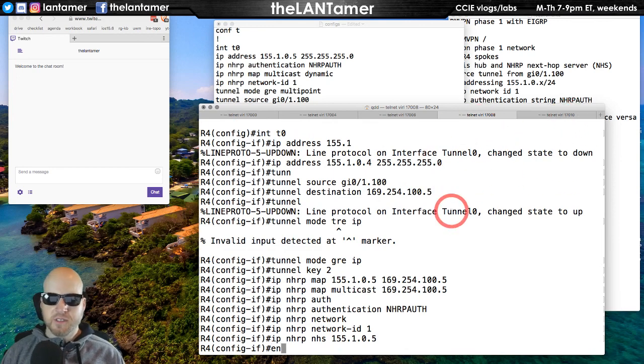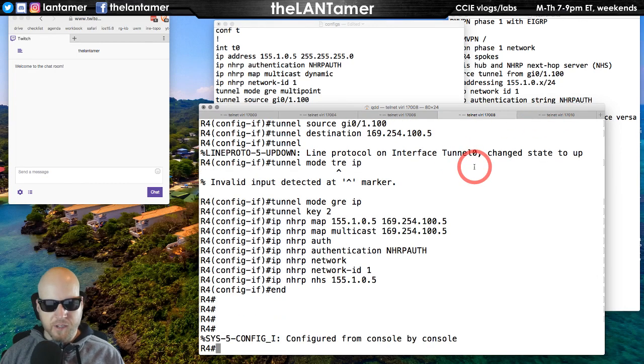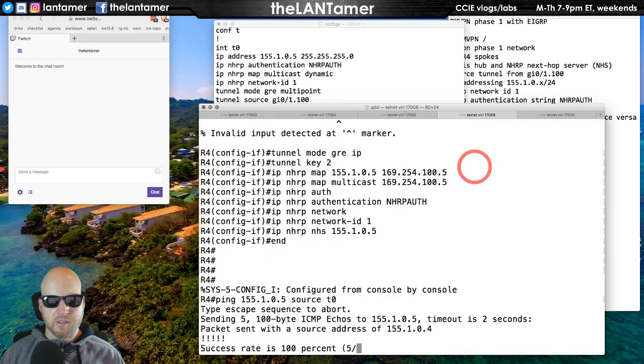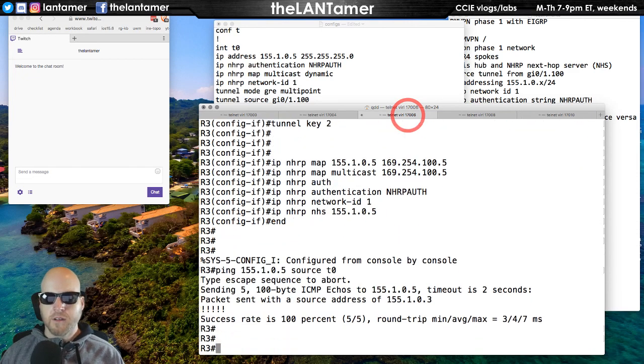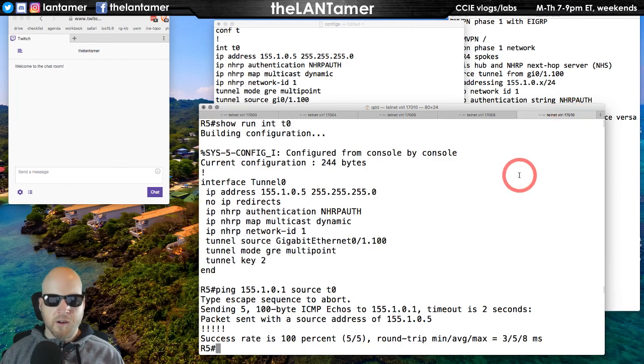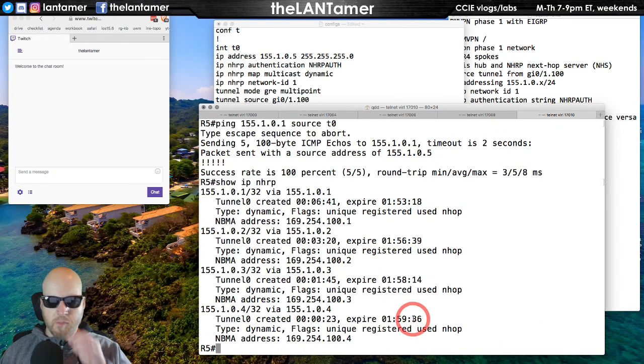Now, we have to generate traffic here. Ping 155.105, source T0. Let's generate this traffic. Okay, good. Now, on this router, we want to see show IP NHRP. Boom. All right, working so far.